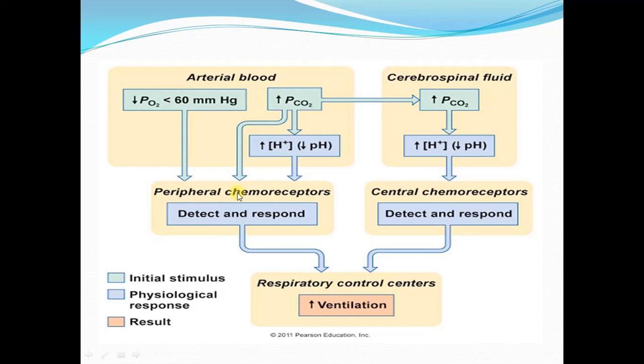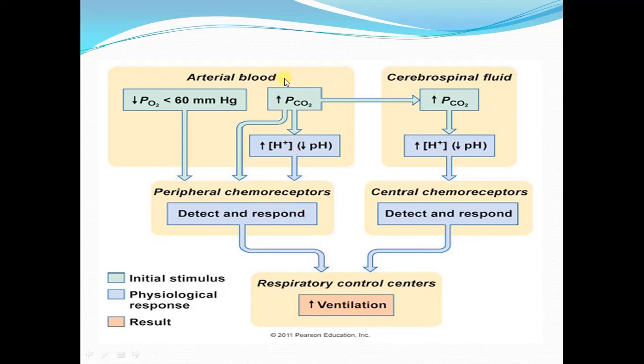Peripheral chemoreceptors are excited, nerve signals are generated and are transmitted through the vagus and the glossopharyngeal nerve to the respiratory center. It has a stimulatory effect on the respiratory center to cause an increase in ventilation through an increase in the tidal volume and an increase in the respiratory rate.